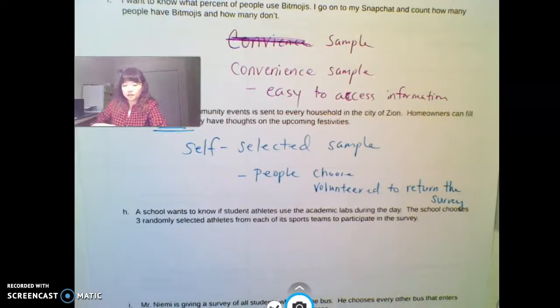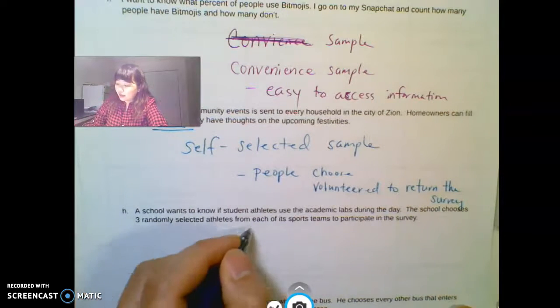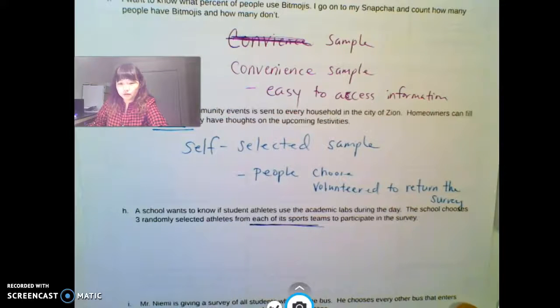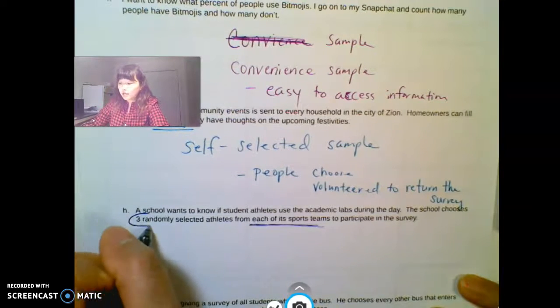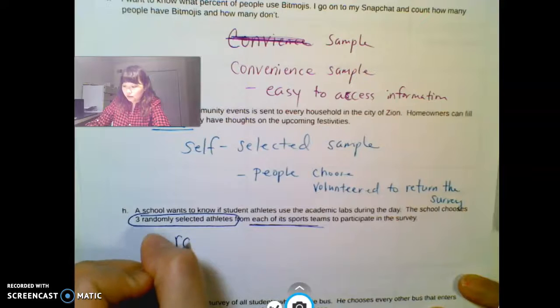H, last one. A school wants to know if student athletes use the academic labs during the day. The school chooses 3 randomly selected athletes from each of its sports teams to participate in the survey. This is a little tricky. Why is it tricky? First, they divide into different teams, so they kind of clustered. However, the key is: is it individual or is it the entire group? They chose 3 random athletes, so that would be individual. So that would be a random sample.